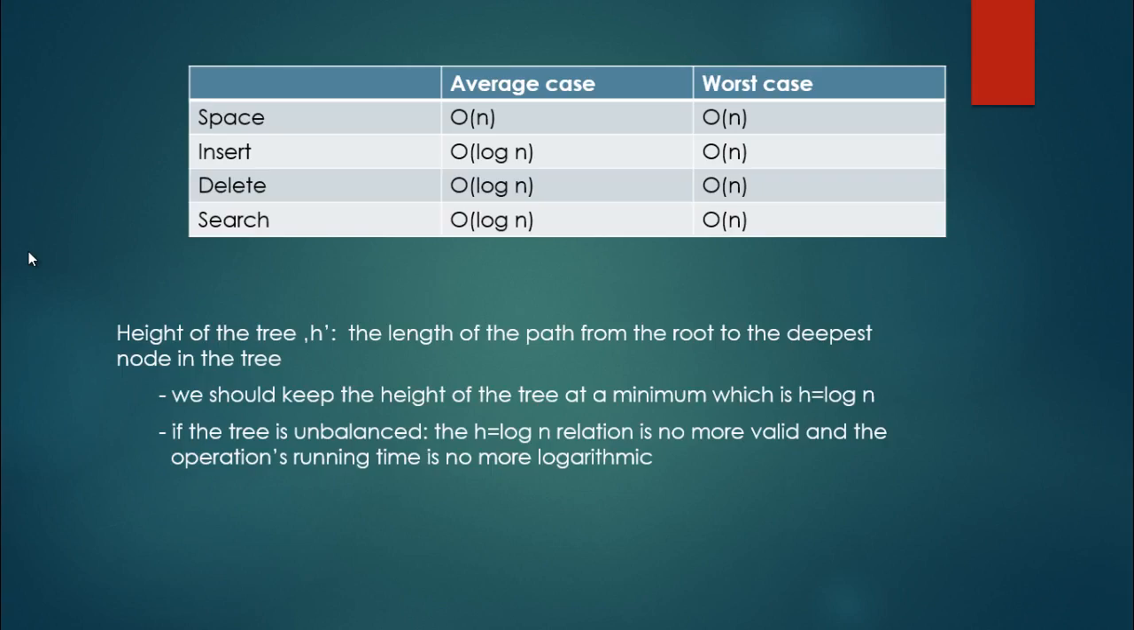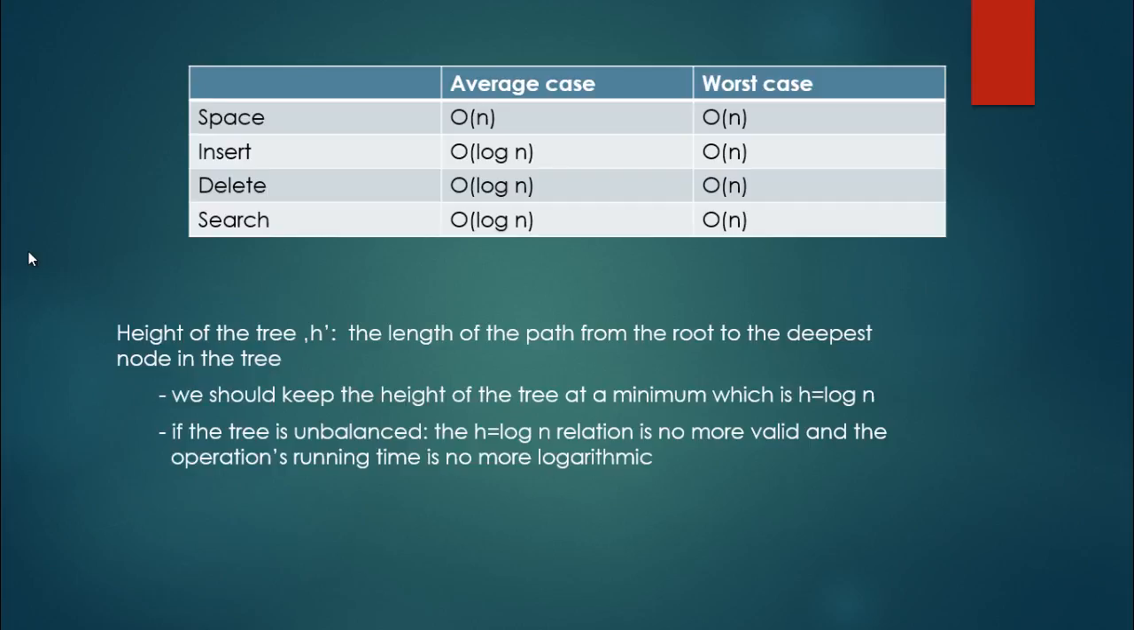So a few words about the time complexities. We see that the average case complexity, instead of linear, is going to be logarithmic. But the worst case is going to be linear. In the worst case we end up with a linked list, and that's why we are going to talk about balanced binary search trees, or AVL trees. In AVL trees, the worst case is logarithmic too.